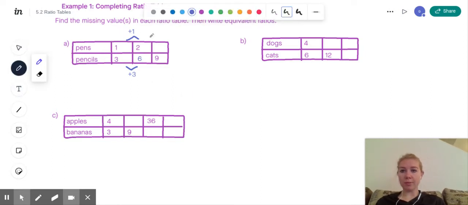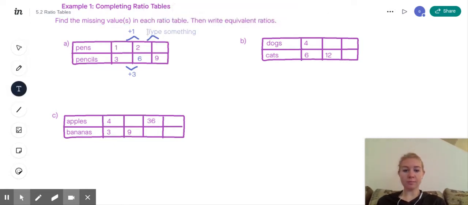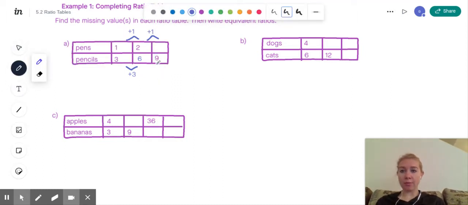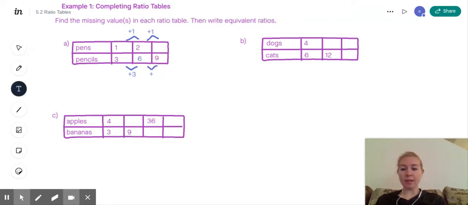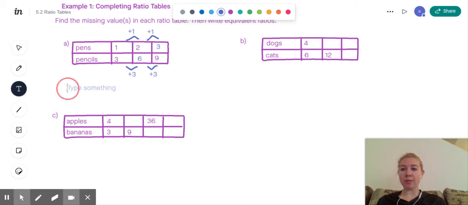And then up top, our pattern is we're adding 1 more pen. And on the bottom, for each pen, there's 3 more pencils. So we're adding 3. And we're given the next number in our pencils row, which is 9. That does fit our pattern because 6 plus 3 is 9. So that means up top, our pens, 2 plus 1 is 3. So that's completing our ratio table. That's the first step. Now we need to write our equivalent ratios.